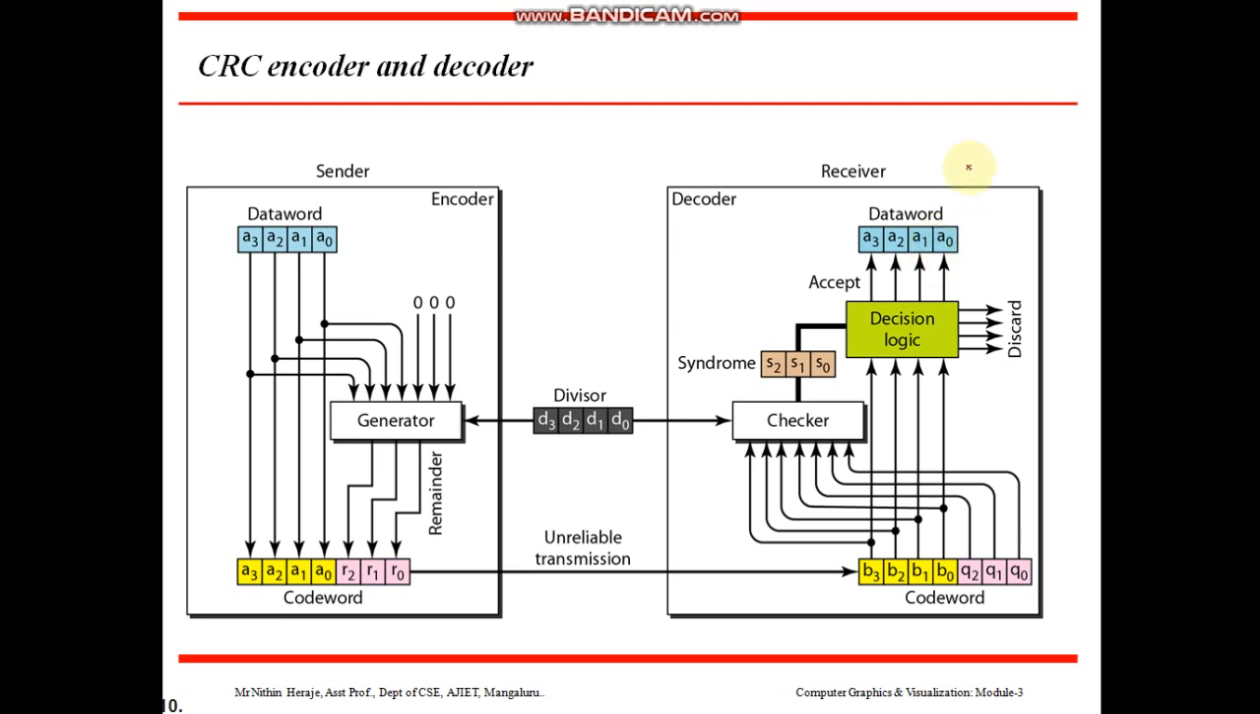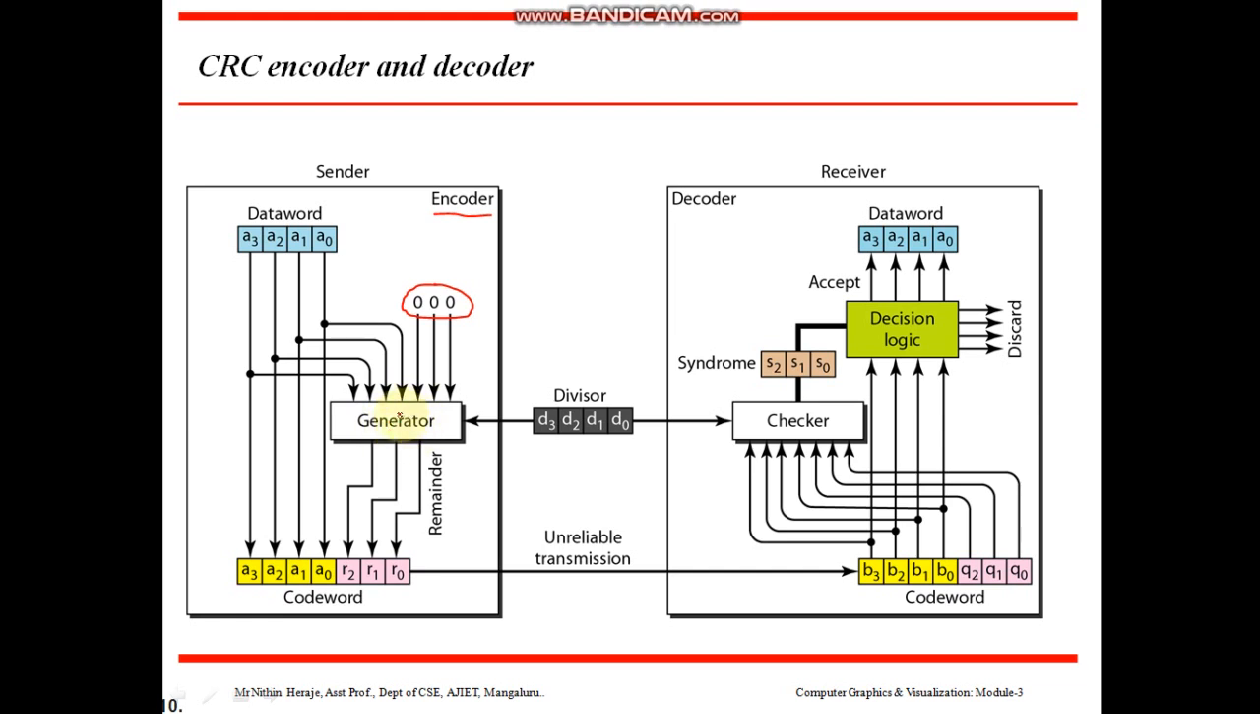If you look at this encoder, there is a 4-bit data word that has been given, for which we have to append n minus 1 bits. So this is 4 minus 1, 3 bits, that have been appended. All of this, the data word and the appended 3 bits, is passed on to the generator.